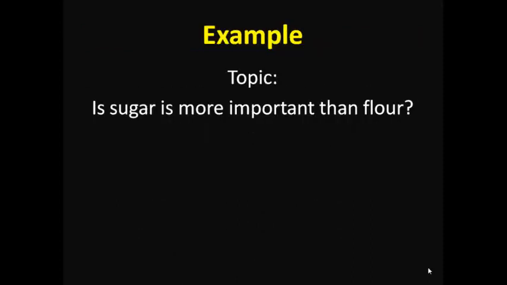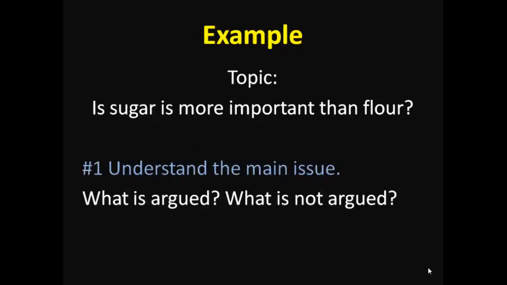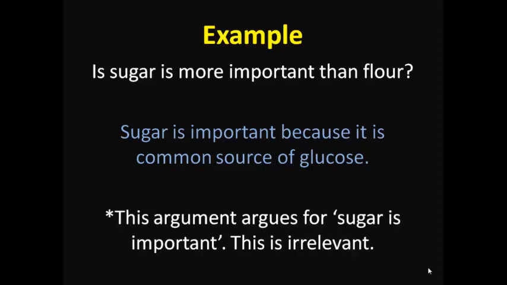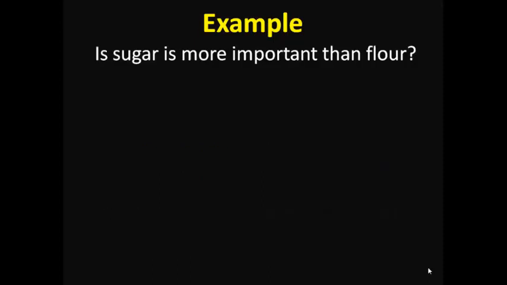Now let's say there's an example topic here. Is sugar more important than flour? So the first one is to understand the main issue. What is argued? What is not argued? Now in this topic, let's say a student says sugar is important because it is a common source of glucose. Now this argument argues for sugar is important. This is irrelevant because that's not the main issue.